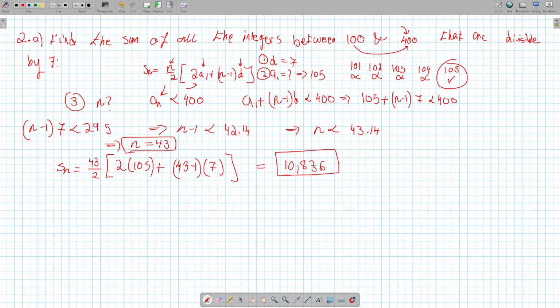Any questions on part A? Because part B and part C are completely different questions. They have nothing to do with part A. Any question on this?